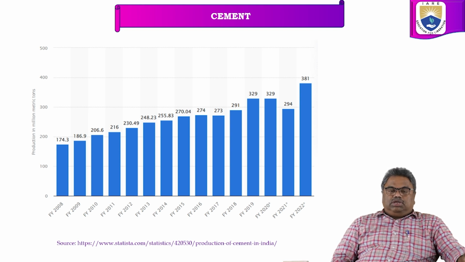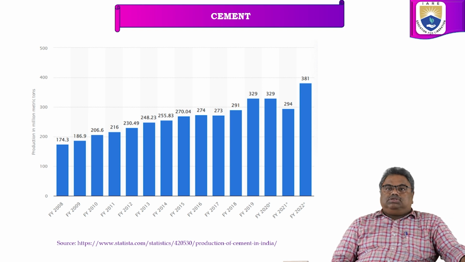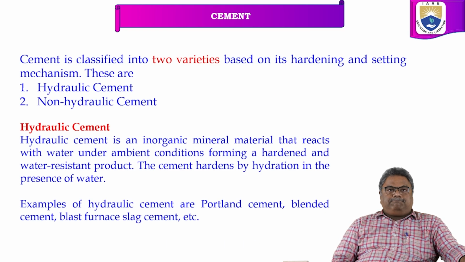So how much infrastructure is developing, you can see by looking at this histogram, right? This is what India's production is as of now, 2022. India is producing 381 million metric tons of cement per year.